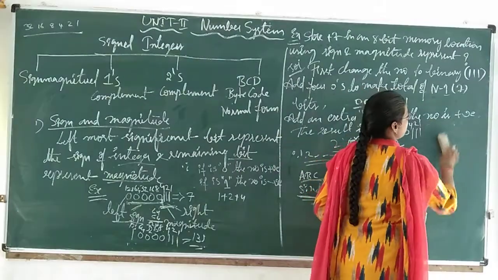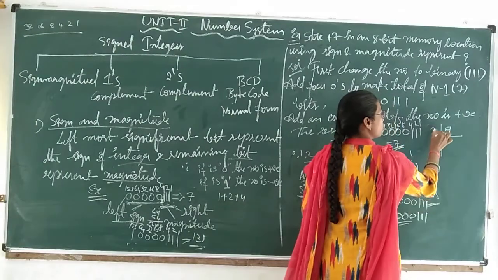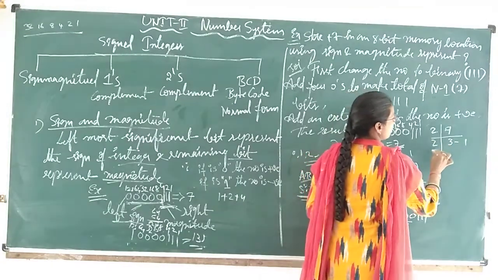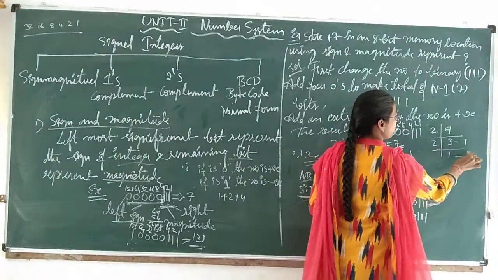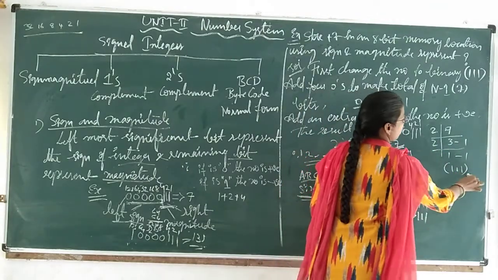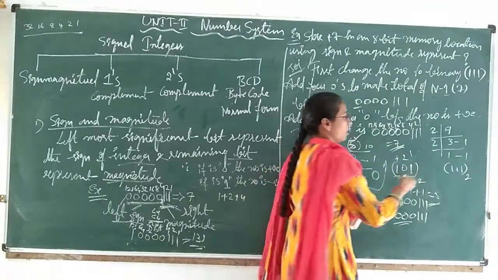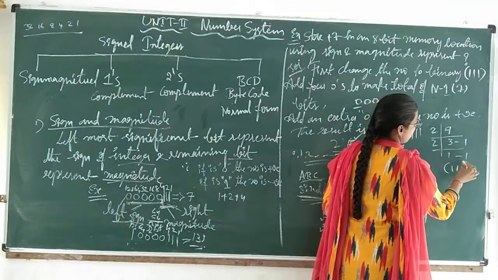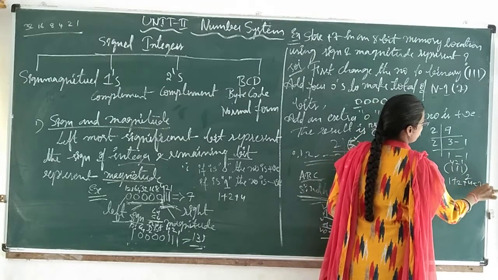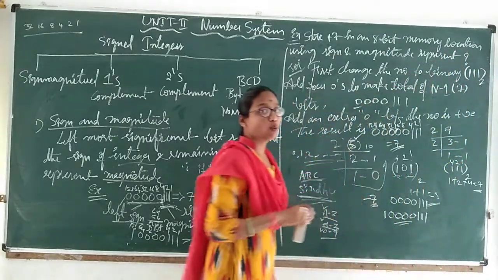How do we convert it? We convert with the LCM method. For +7: 2 3s are 6, remaining 1. 2 1s are 2, remaining 1. The result is 1 1 1 after converting the decimal value. Now I check whether my result is correct: 1, 2, 4, 1 plus 2 plus 4 equals 7. My result is correct. The binary format is 111.